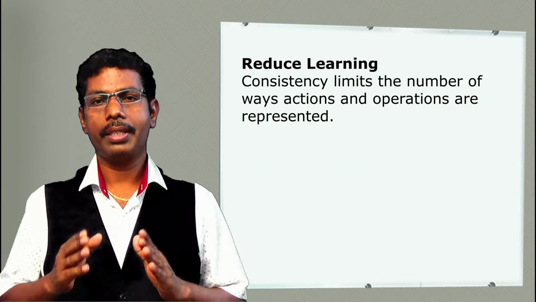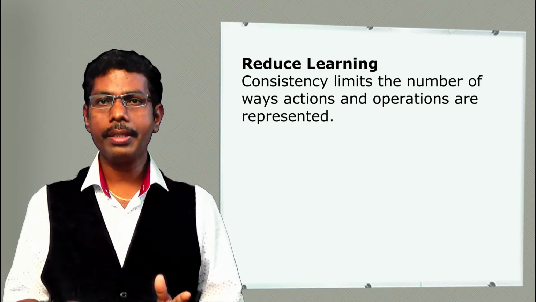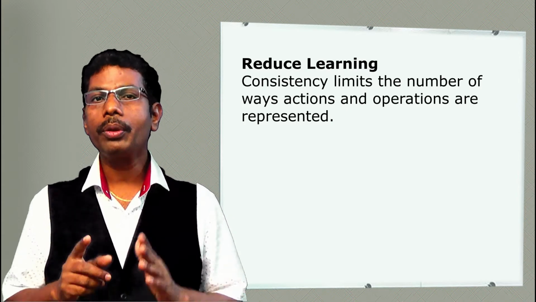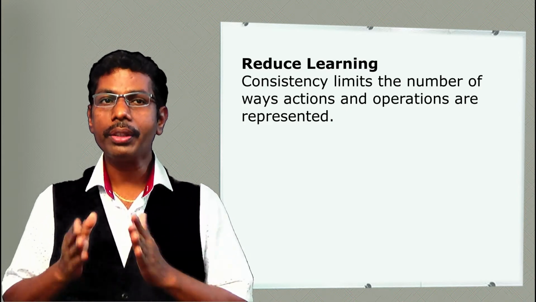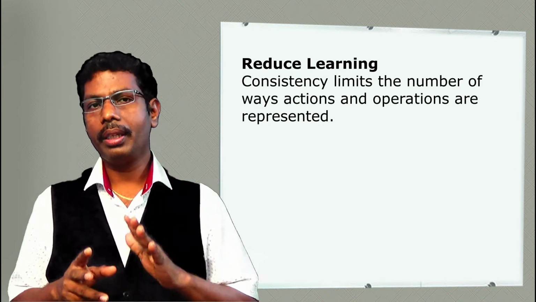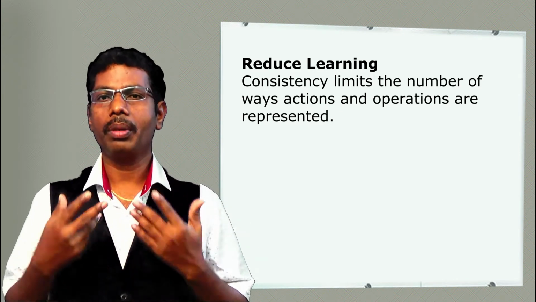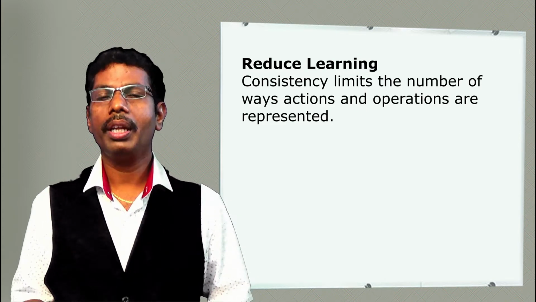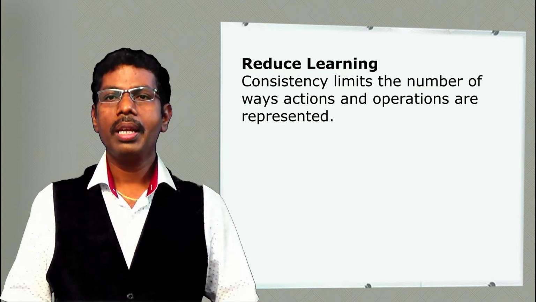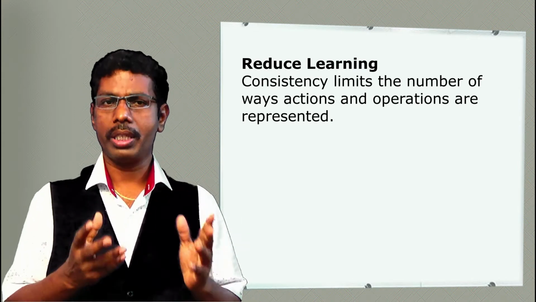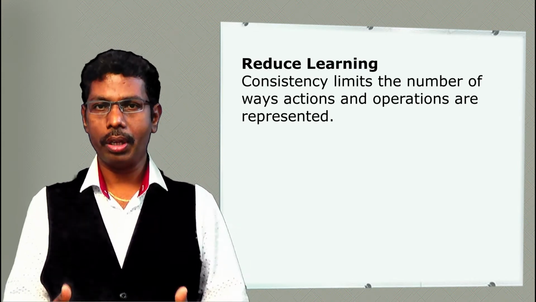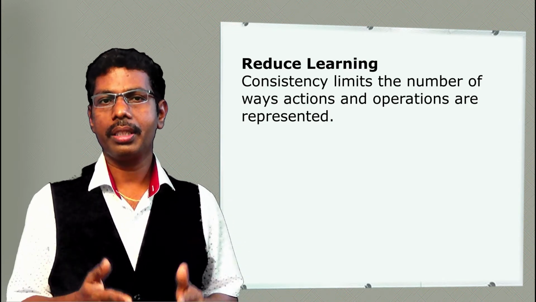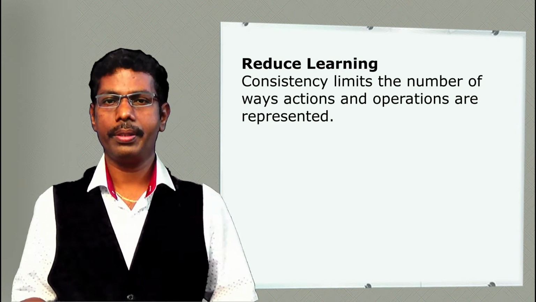Consistency limits the number of ways actions and operations are represented, ensuring that users don't have to learn a new representation for each task. Further, establishing design norms like following platform conventions allows users to complete new tasks without learning whole new controls. This may sound like a simple concept, but there are many examples out in the world which do not follow consistency and standards and create confusion.